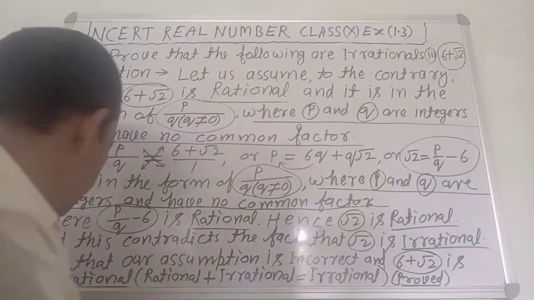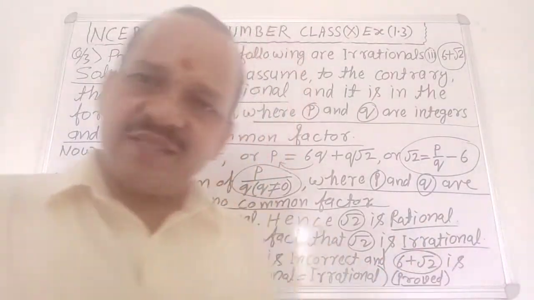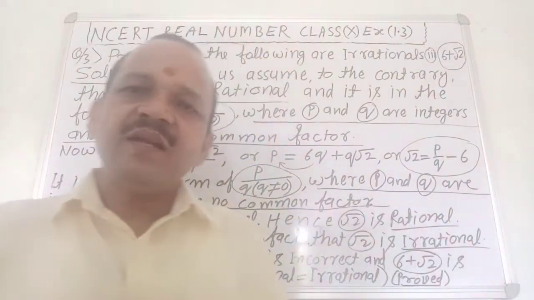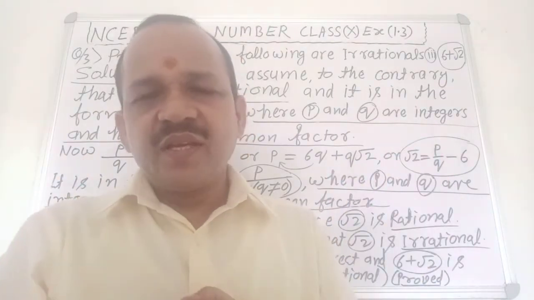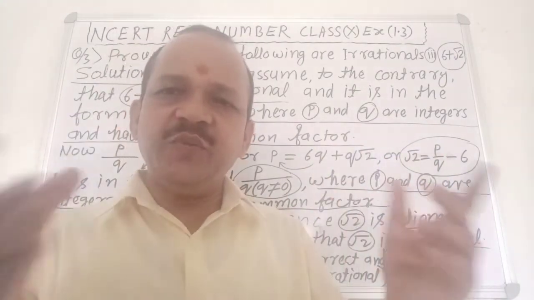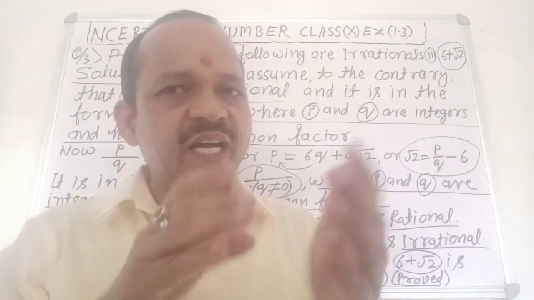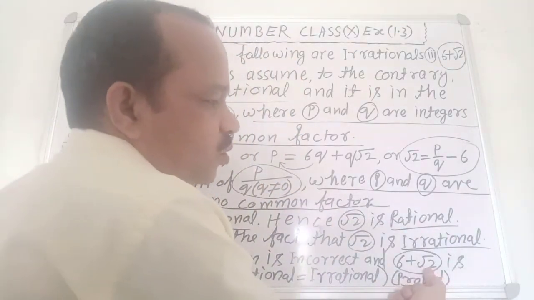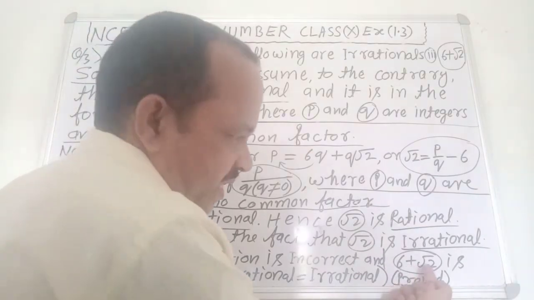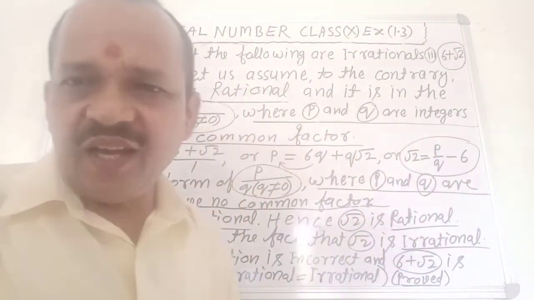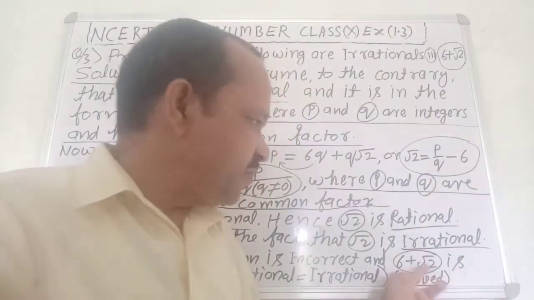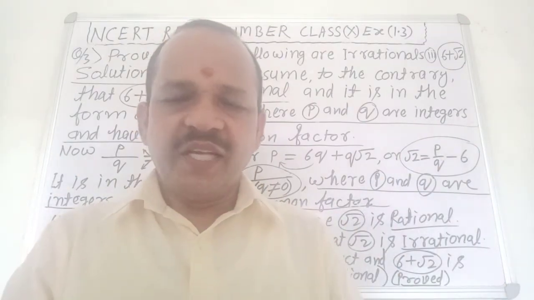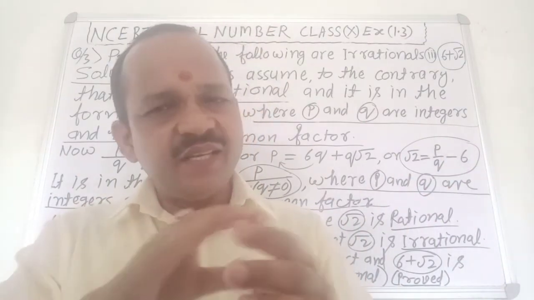6 plus root 2 is an irrational number because rational plus irrational equals irrational. It means the sum of a rational number and an irrational number becomes an irrational number according to the rule. Clear? Here 6 is rational and root 2 is irrational. The sum of rational and irrational becomes irrational, hence proved. You proved 6 plus root 2 is irrational, not rational. It means our assumption is incorrect.